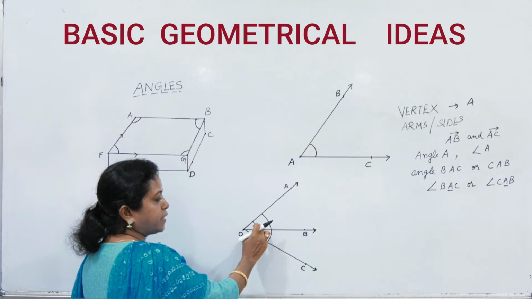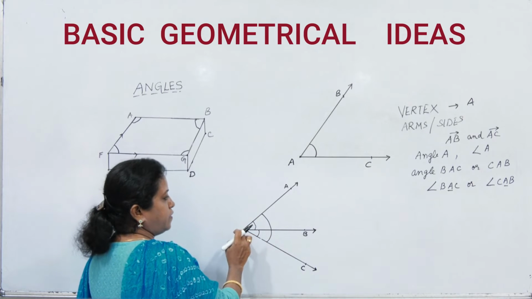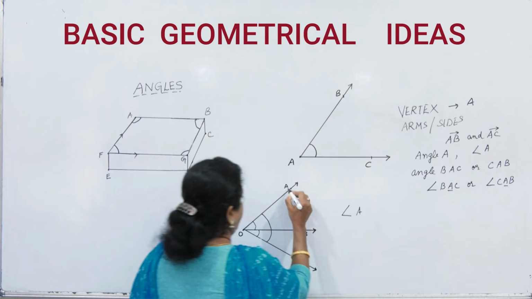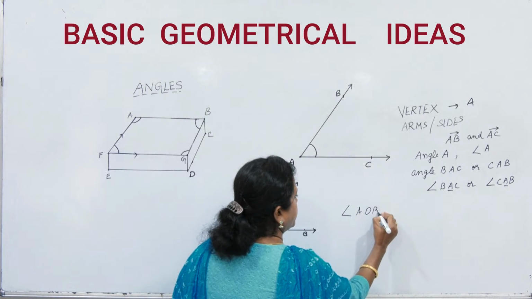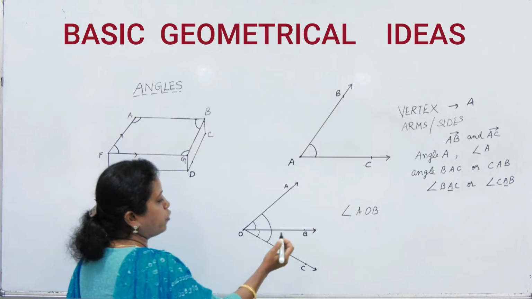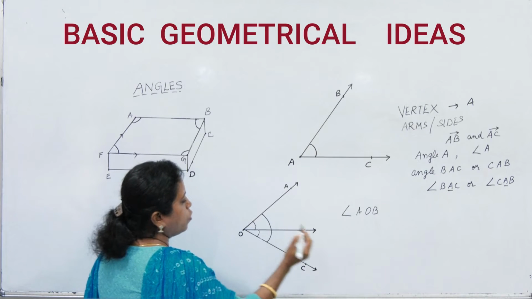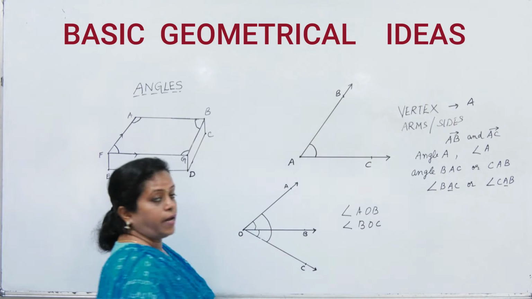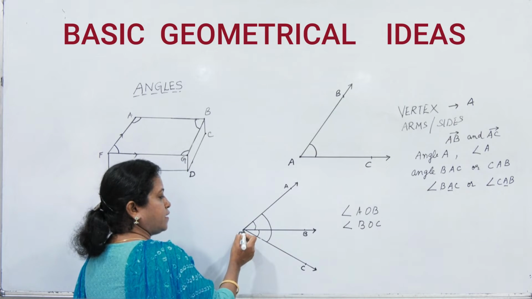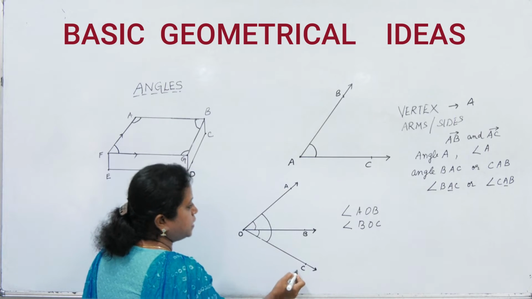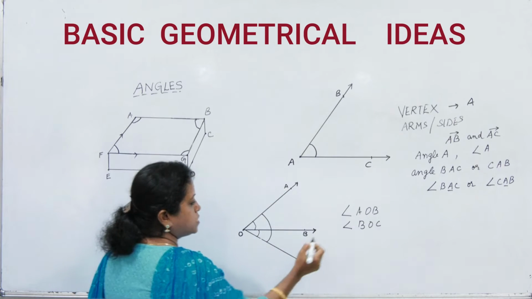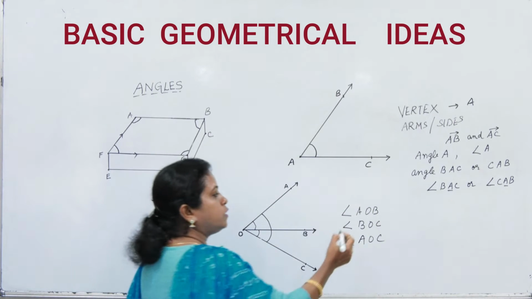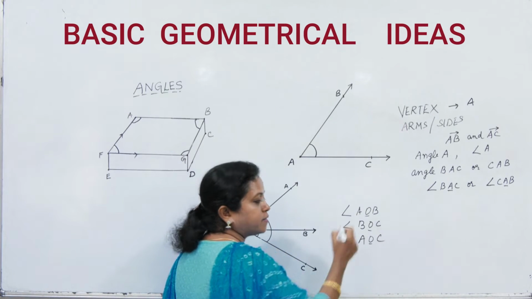So, if I have to name the angle which is formed by the rays OA and OB, I will write it as angle AOB. If I have to name the angle which is formed by the rays BO and CO, I will write it as angle BOC. And if I have to name the angle which is formed by the rays OA and OC, I will name it as AOC. Angle AOC. Here also you observe, in all the 3 cases you have the vertex coming at the center.